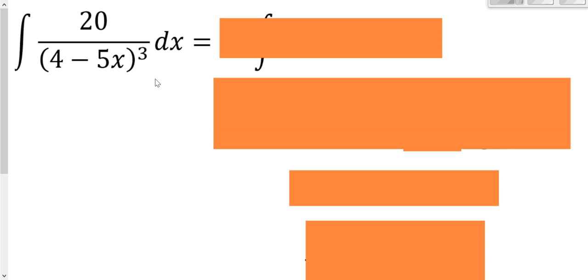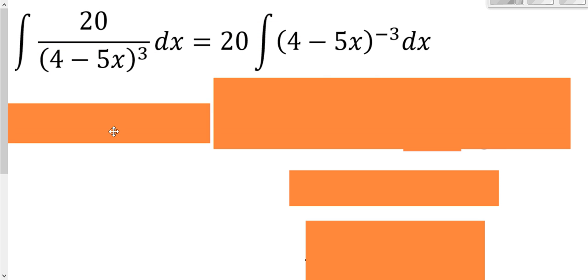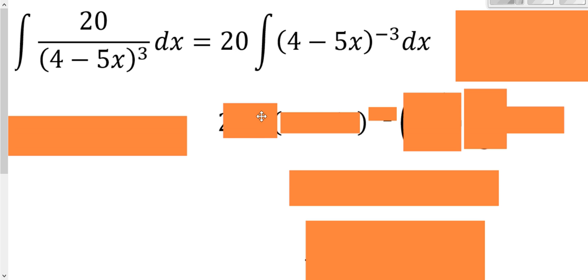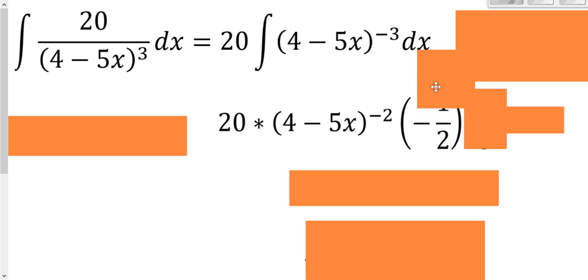So here, once again, this is in the bottom, so I'm going to bring it up as a negative exponent. And it's 20 times that. If it's a number times that, you can put that number in front. Now we just have to deal with this. So we're still going to have our 20 in front. We're going to increase our exponent by 1. So that means we'd be up to -2. Then you got to think, okay, what would I have to have in front to offset that -2? That would have to be a -1/2.